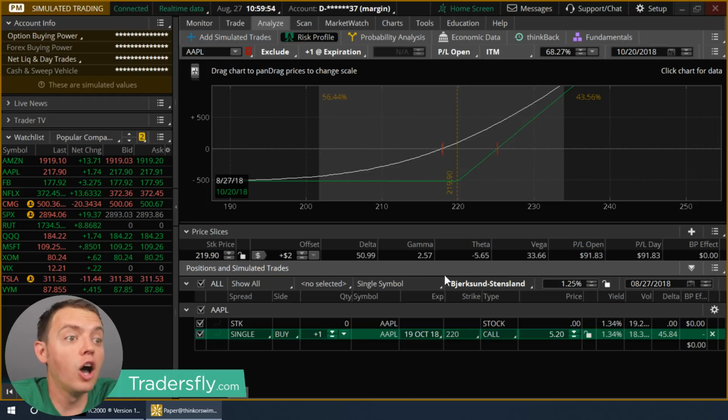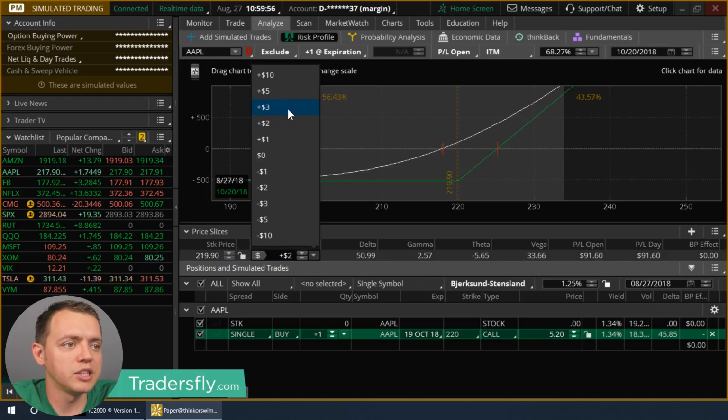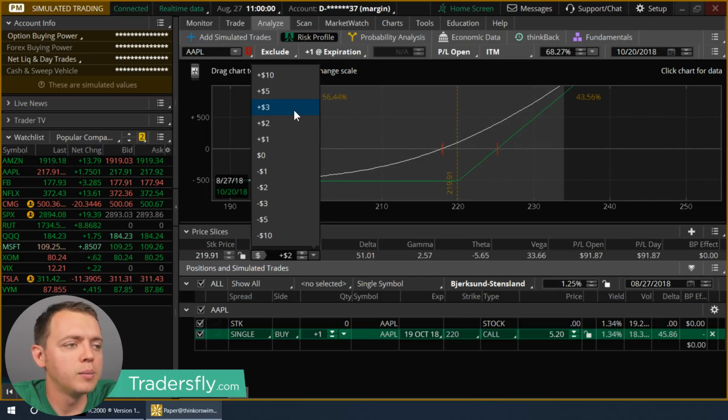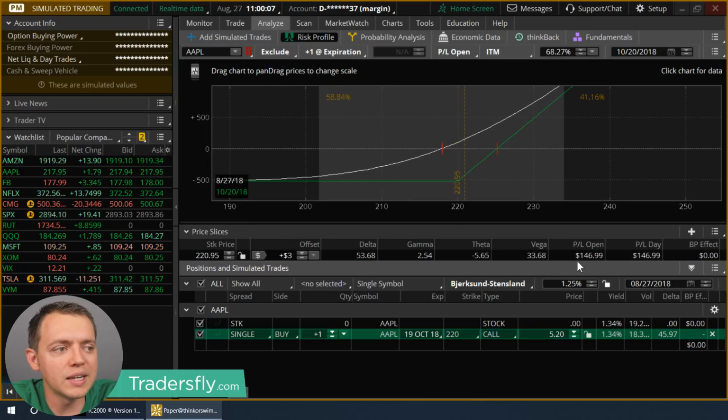Okay, let's add another dollar, right? So if we go to plus $3, we're going to add 50 delta, 51 delta. So now 91 plus 50, call it 90 plus 50, about 140. So there you go, 146 is what we get. So we're up about 146.